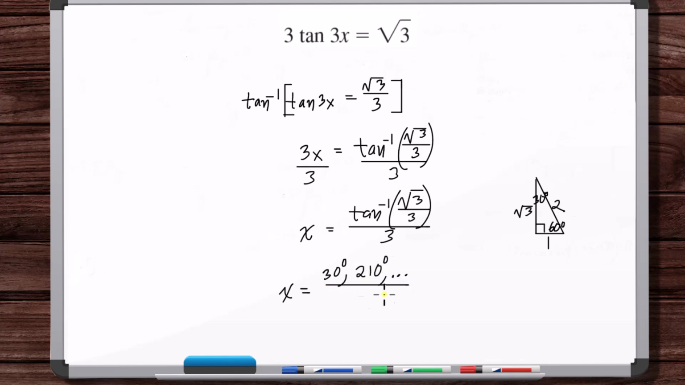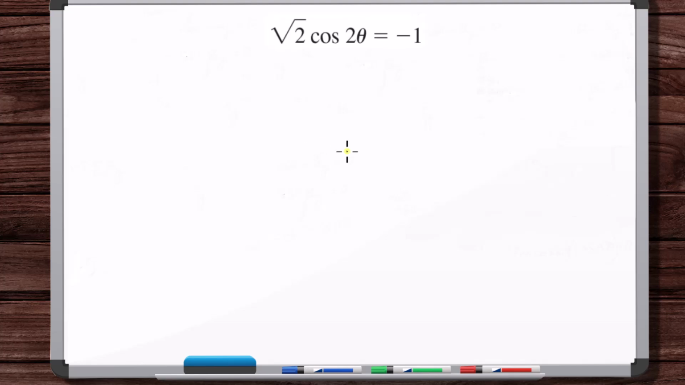So the answer is these two angles, any angle that's coterminal with these two angles, then divide the angle by 3, and that would satisfy this equation. Okay, divide both sides by root 2. Okay, now we can take the inverse cosine.